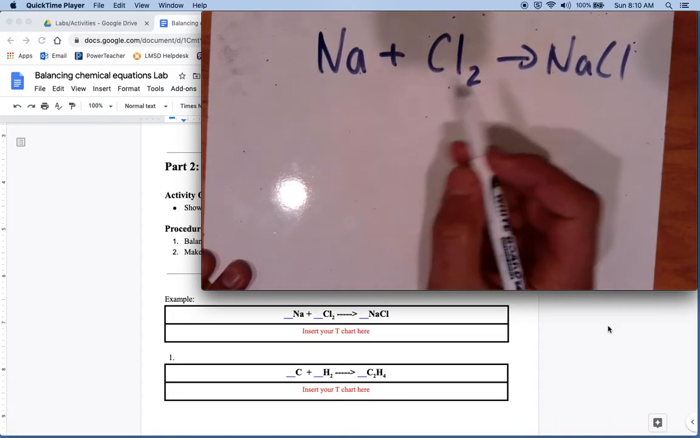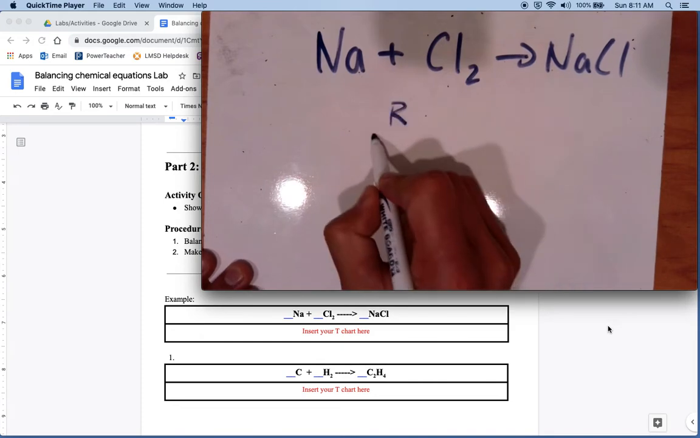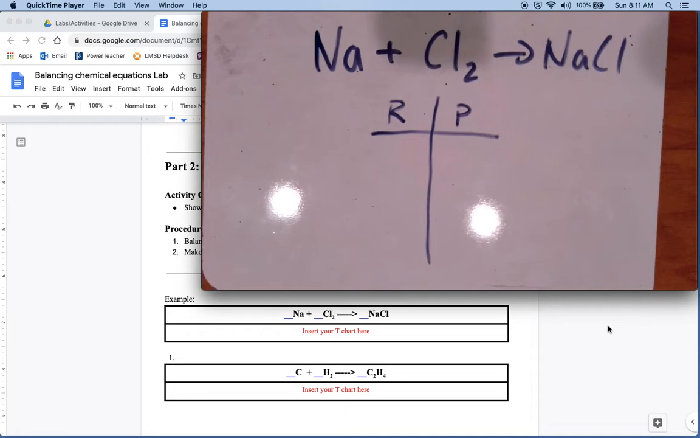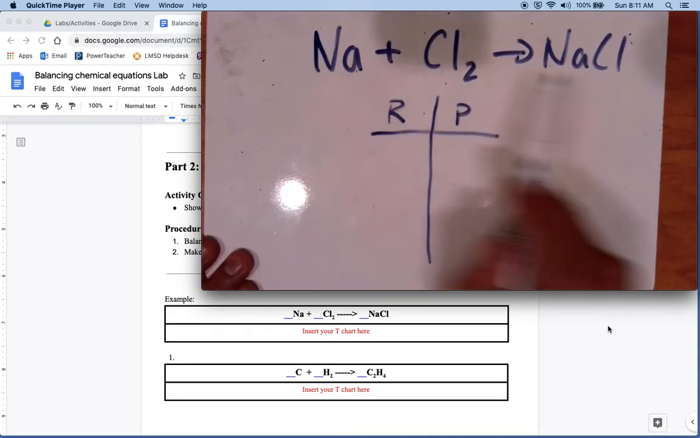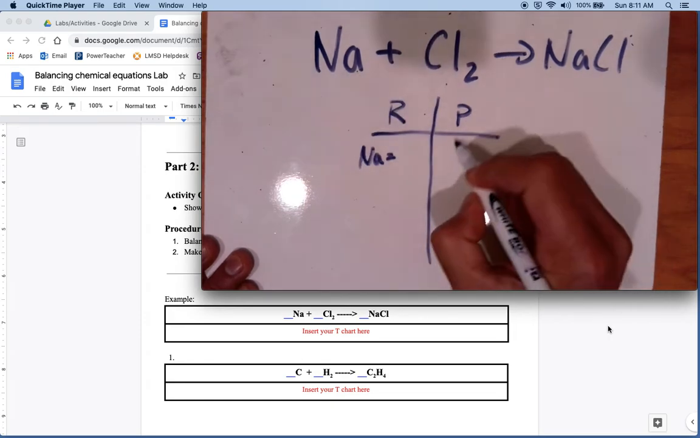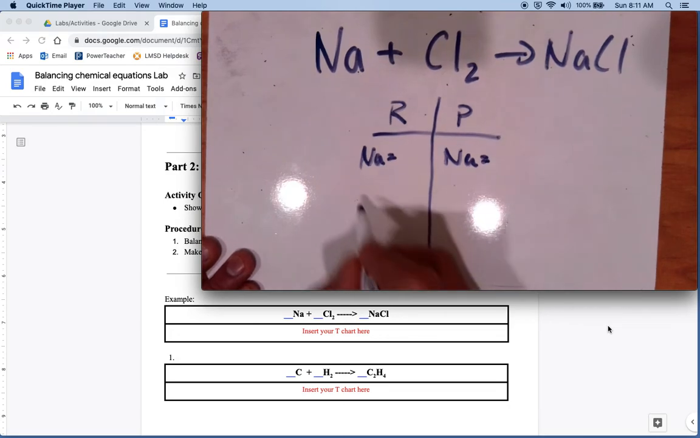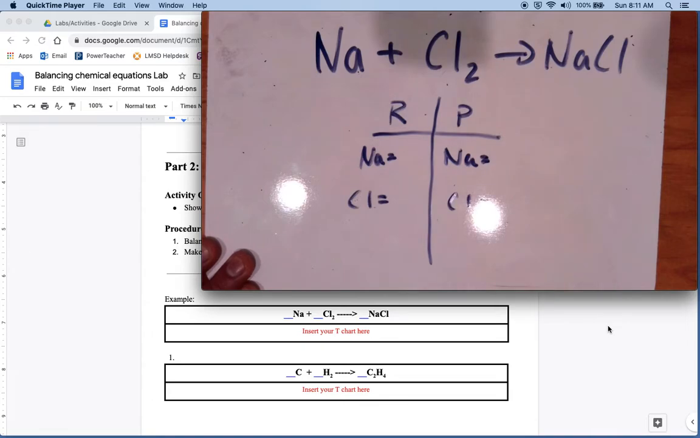All right. So anyway, first thing we need to do is make our T chart, right? We need to say what we have for our reactants and our products. We're just counting it out as we're going through it. So what are the atoms that we have here? We have Na, and we have to have Na on both sides, because we have to have equal numbers of each one. And then we also have to have chlorine on both sides. Now we need to count how many we have.